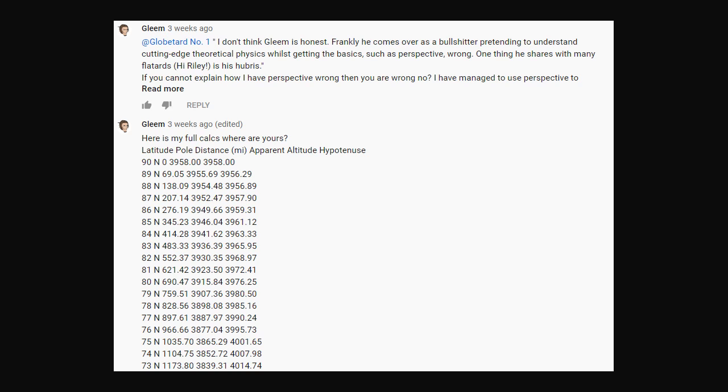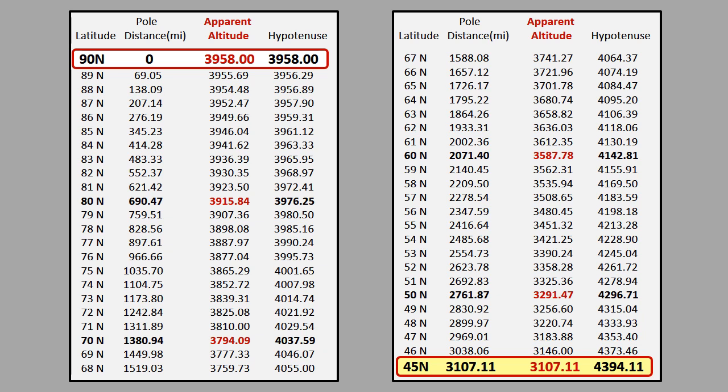So this is a complete list of his calculations, but you can see the formatting is a mess. So I reformatted this, and there are 4 columns. If you go up to the upper left here, we start off with latitude, and this would also be the angular height of Polaris above the horizon. Next, we have the pole distance. All of these are good numbers. And of course, we have what he calls the apparent altitude, which starts out at 3,958 miles. And then you can see with each latitude, it gets lower and lower and lower in actual height.